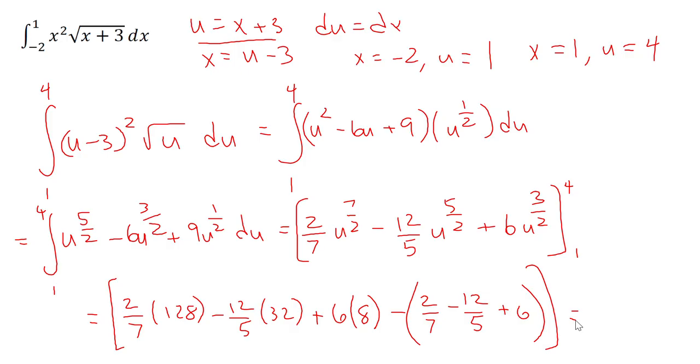And when we put all of those together, I'm not going to go through all the arithmetic. You'll need to get a common denominator of 35. And so you go through all the arithmetic and you end up simplifying it down to get 136 over 35.